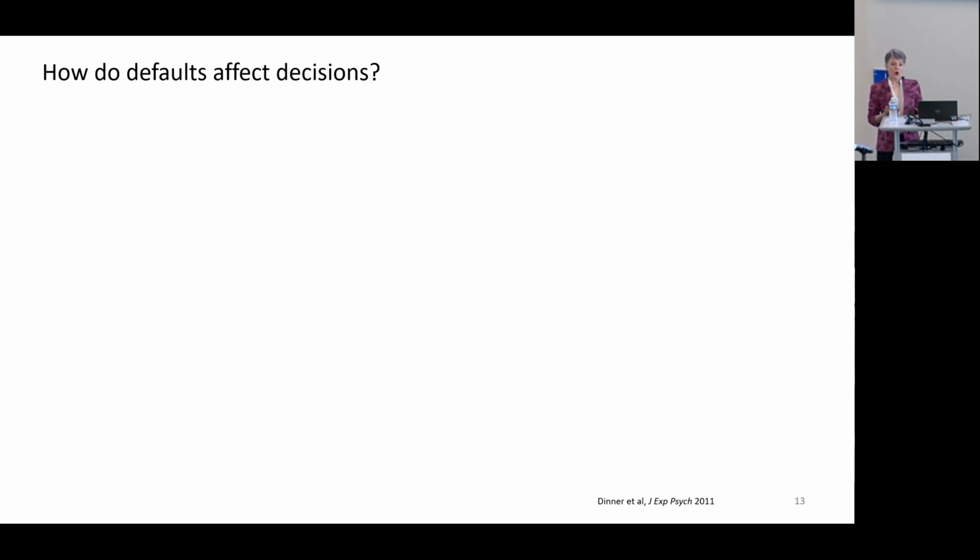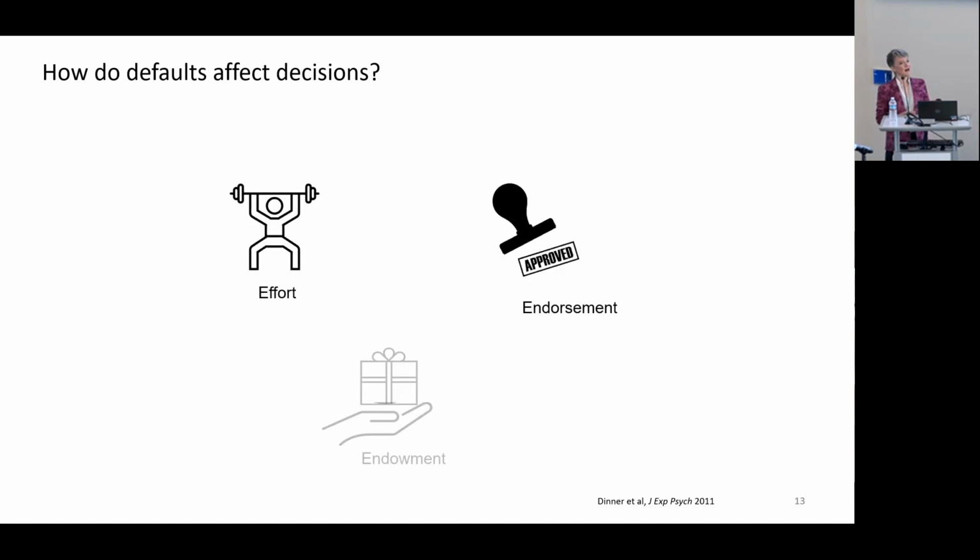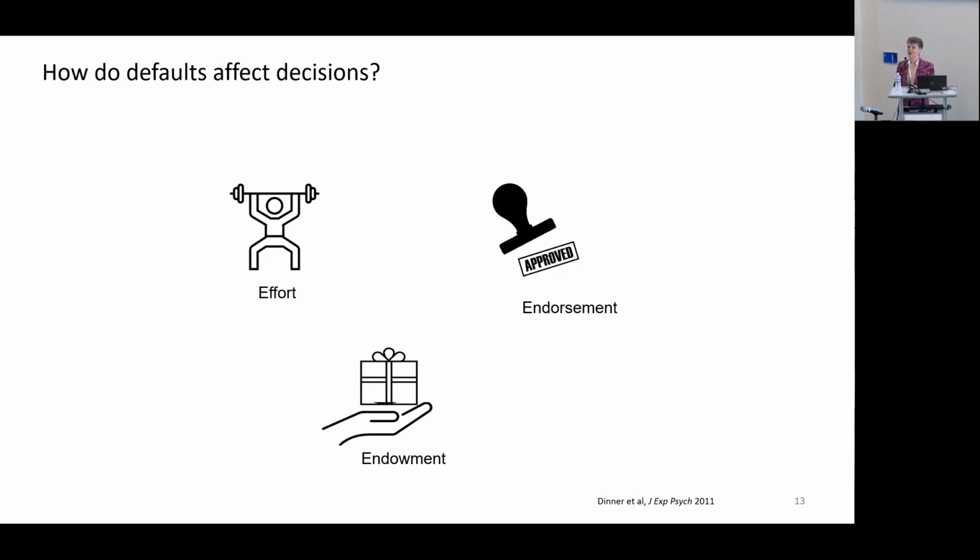A question arises: how does it work? Why is it so effective? And I think the most persuasive discussion I've seen suggests that there are 3 mechanisms: effort, endowment, and endorsement. Conveniently all beginning with the letter E. Effort, obviously the default is less effort. If I do nothing, the default's going to happen. So that makes a lot of sense.